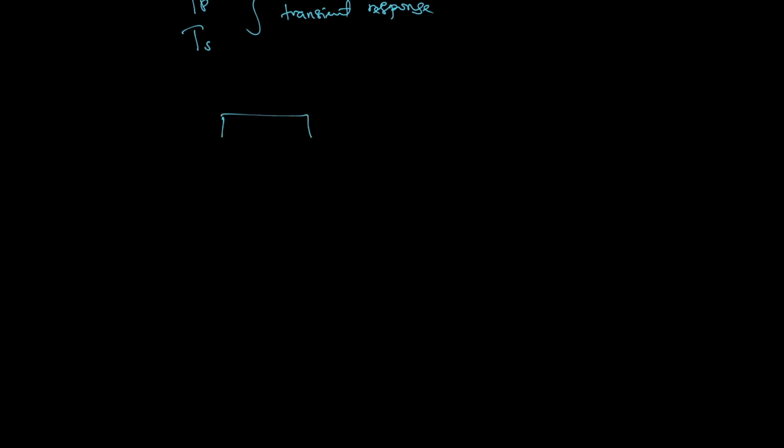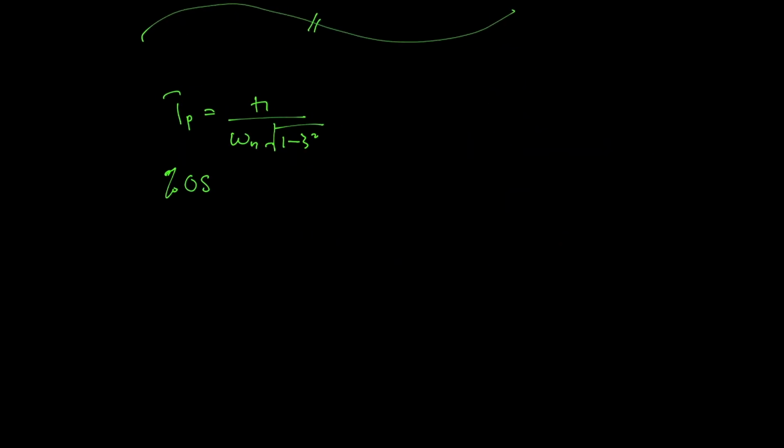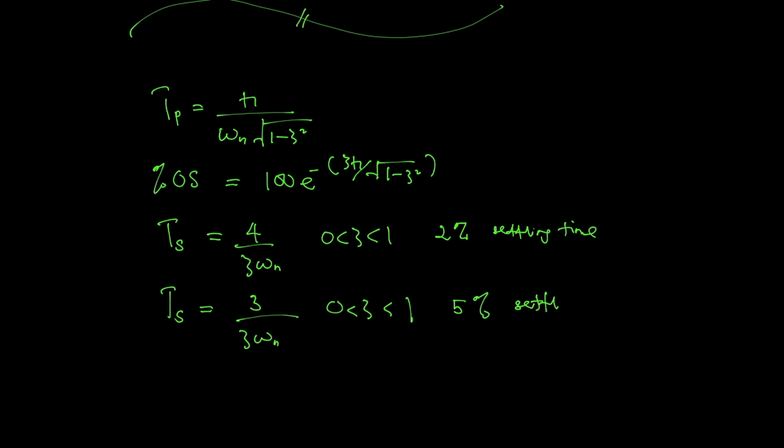For example, passenger comfort depends in part on the suspension system of a car and the number of oscillations it goes through after hitting a bump. We now evaluate peak time, percentage overshoot, and settling time as functions of zeta and omega n.